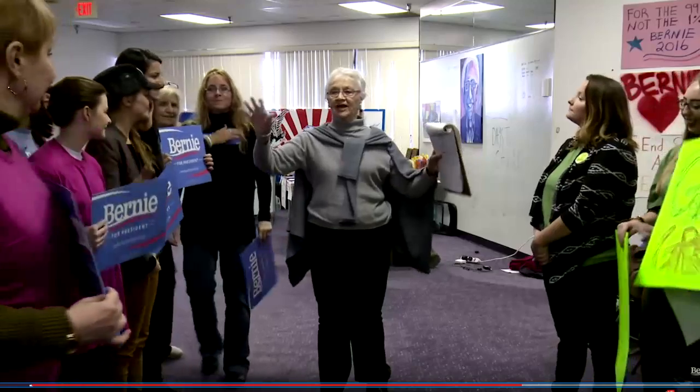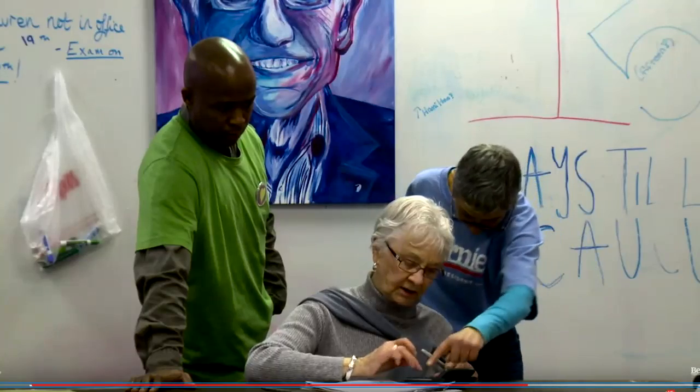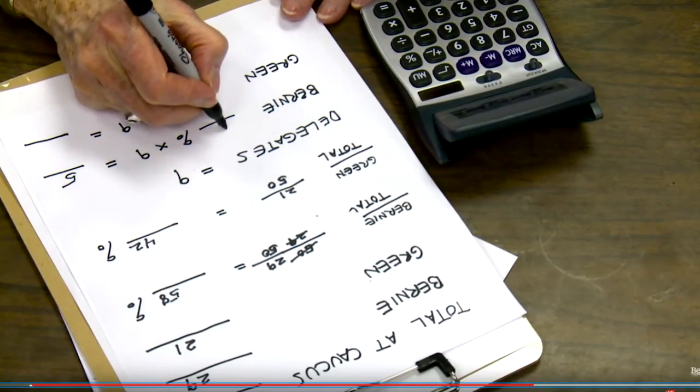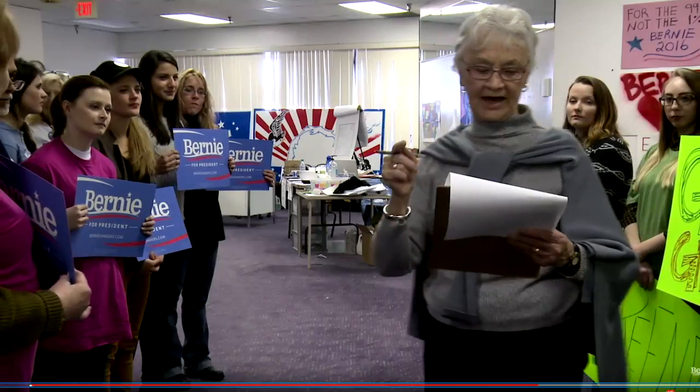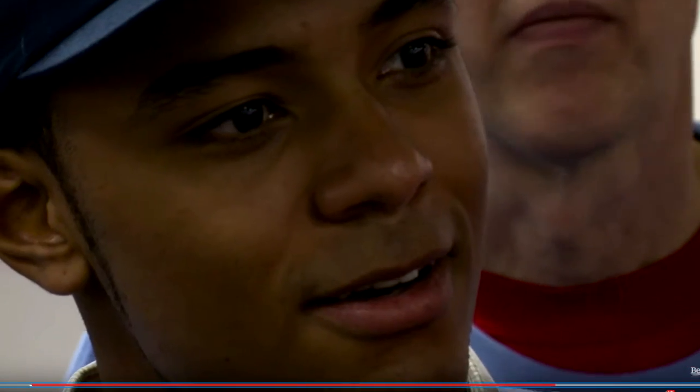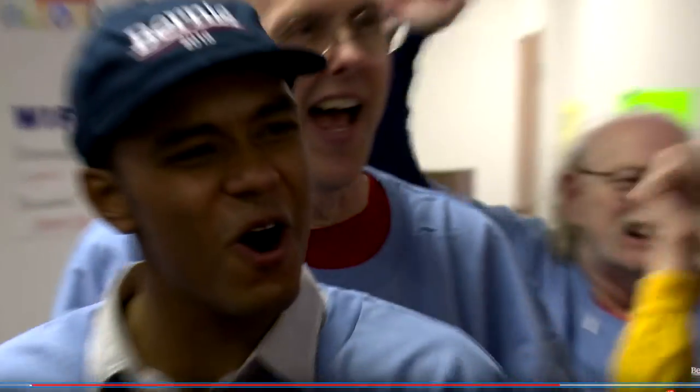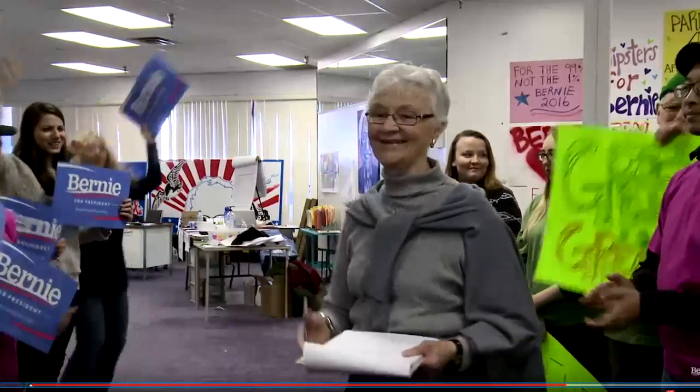Okay, the realignment is over. I'll recount the groups. Okay, the final count for the caucus is Greens 21, Bernie 29. And that's it. That's how you caucus.